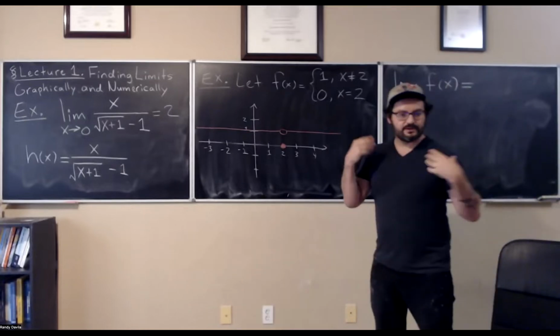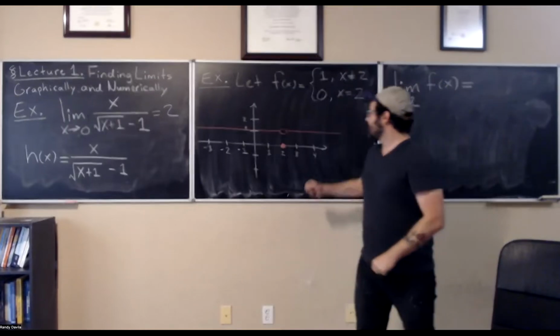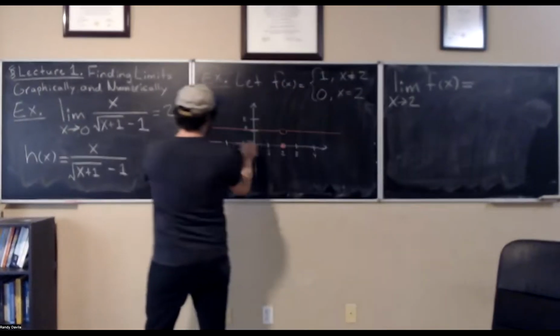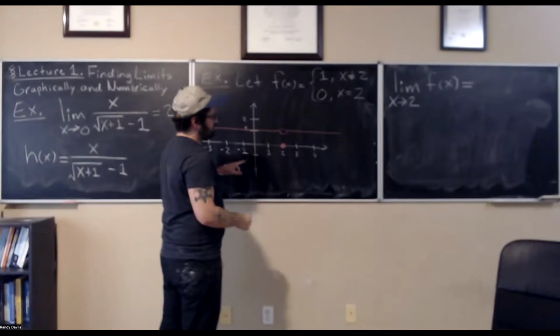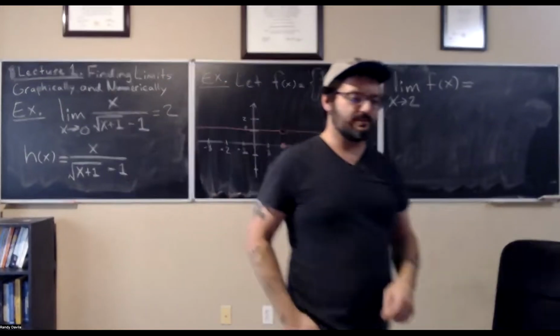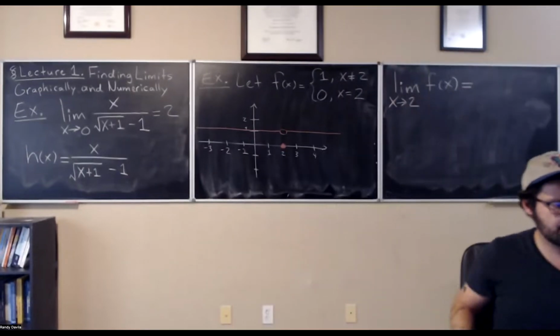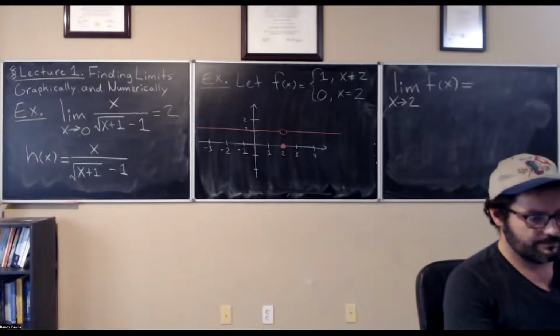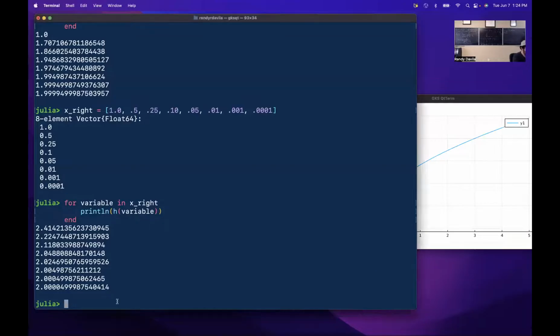Okay, let's just play the same game, right? Imagine this is our function and we're heading this way. So actually we can use Julia. Let's use Julia to study this limit. Okay, so let me press Control L to clear out my REPL.